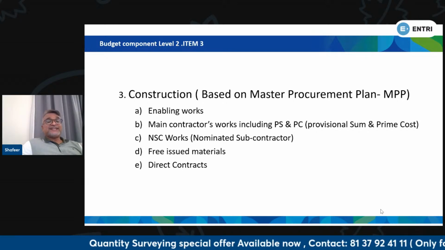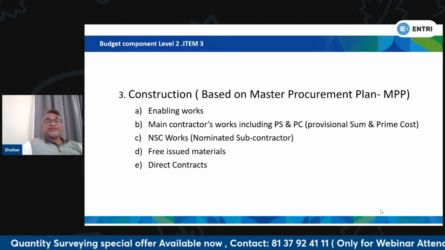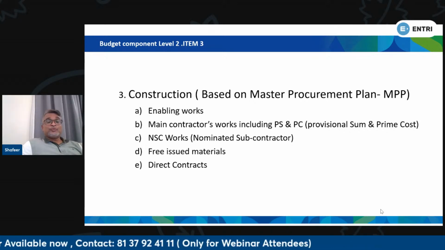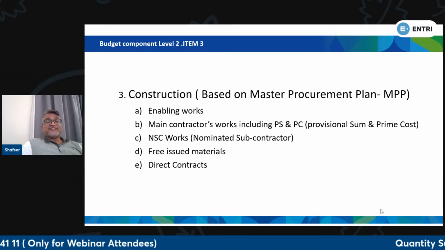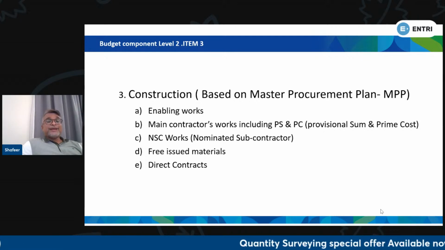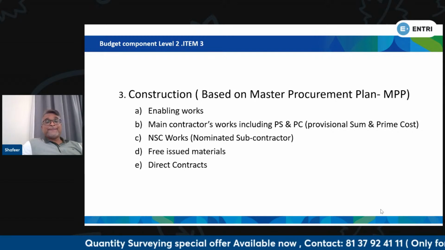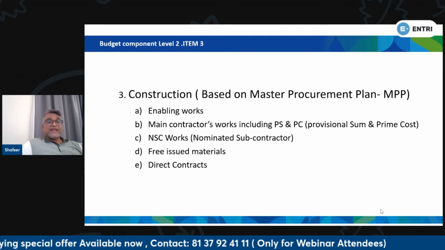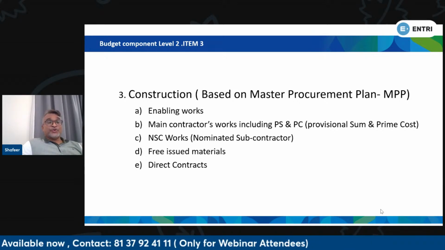That will be enabling works. That will be basically earthworks, excavations, backfilling, and piling or other sort of soil improvement works, which will come under enabling work. Suppose if it is separated in our master procurement plan, we will allocate that as a separate item. Then main contractor's works, including PS and PC items, that means provisional sum and prime cost items. Then nominated subcontractors' work, free issued materials, and direct contracts.